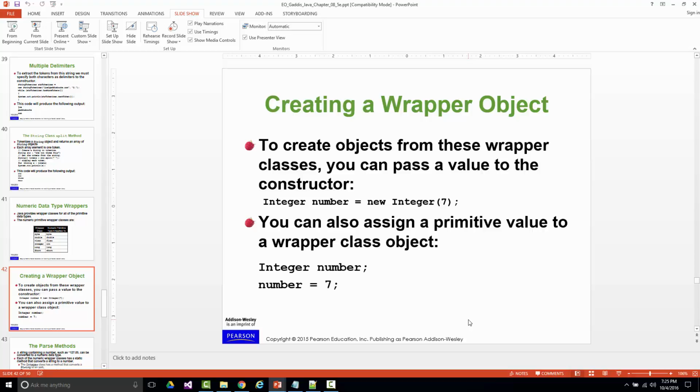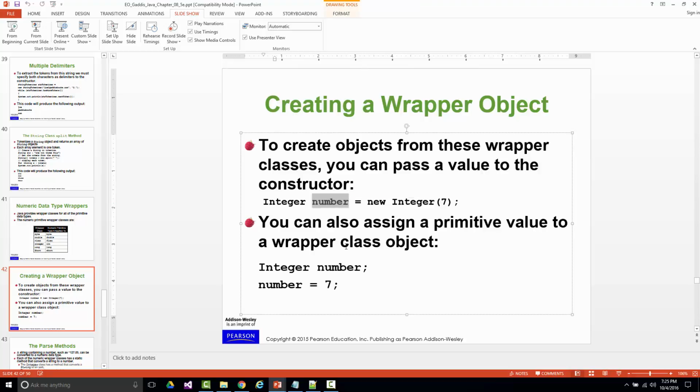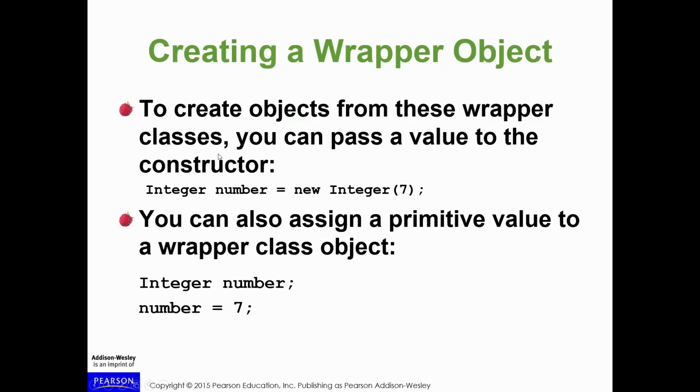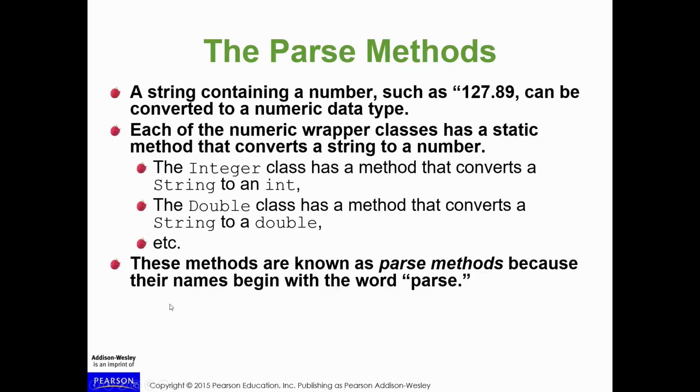So here they talk about creating a wrapper object. If we do this, what we're doing is creating a wrapper object called number. It is not an integer. It is part of the Integer wrapper class. So there are things that we're able to do with it that we couldn't do with a regular integer. You can also take and assign a regular integer to a wrapper class object.